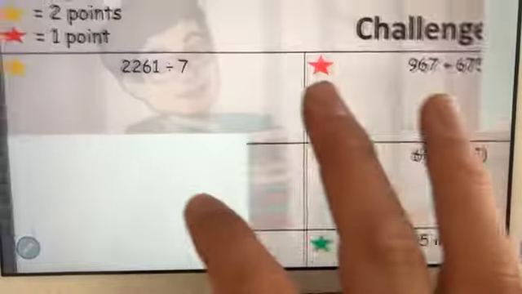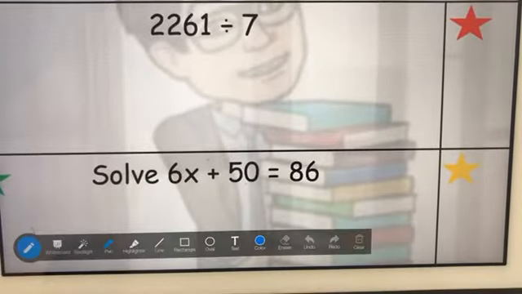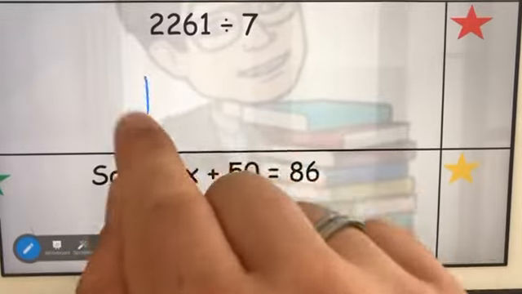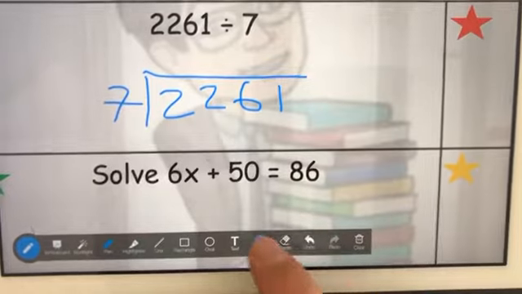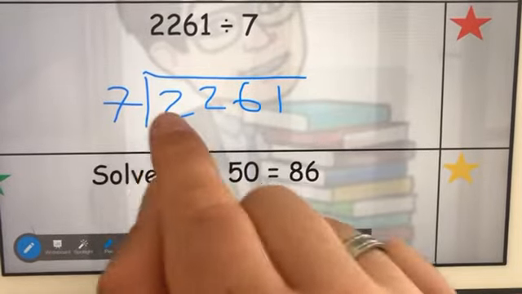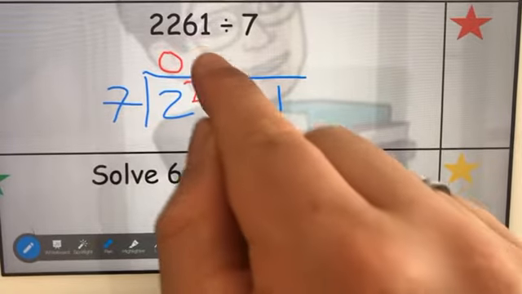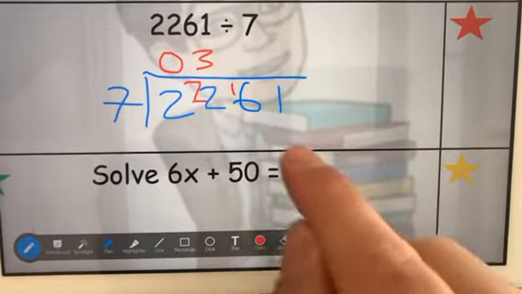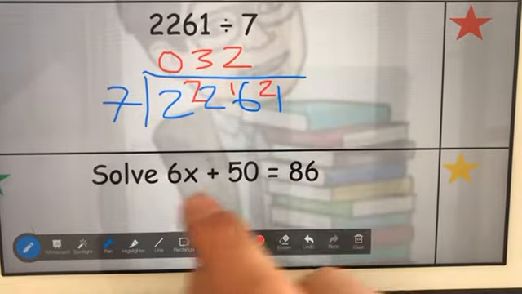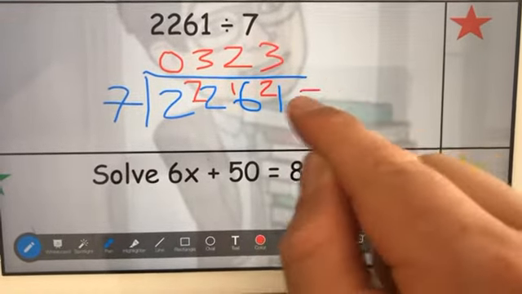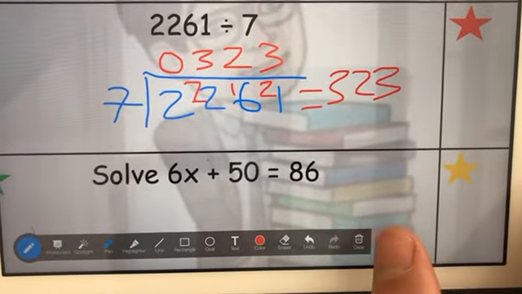Right guys, so very quickly I'm going to go through each of these. So we've got 2,261 divided by 7. I'm just going to change colour for this picture so it looks better. 7 doesn't go into 2, carry 2 over. 7 goes into 22 3 times, remainder 1. 7 goes into 16 twice, remainder 2. 7 goes into 21 3 times. So my answer is 323. 2 points for the first one.